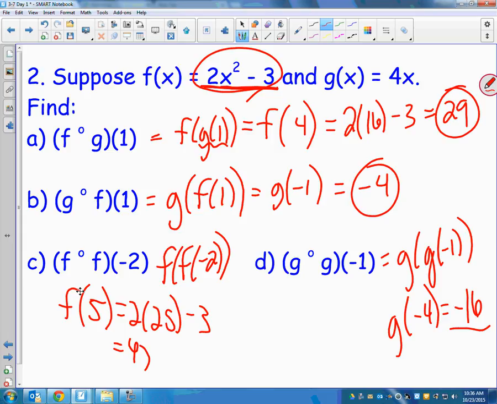That's 5. You have to plug negative 2 in for x. So negative 2 squared is 4. 4 times 2 is 8. 8 minus 3 is 5. Right. So like when I do this, I don't keep an x in there. I do it with all numbers.